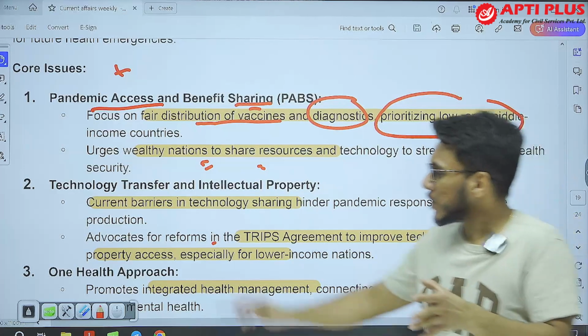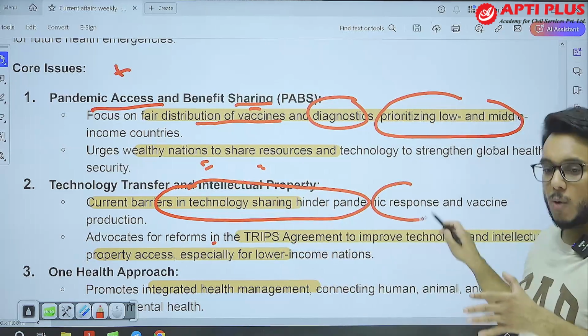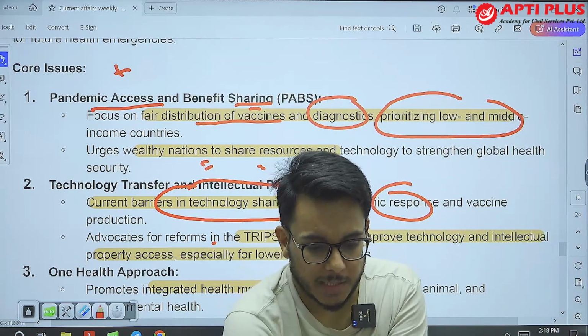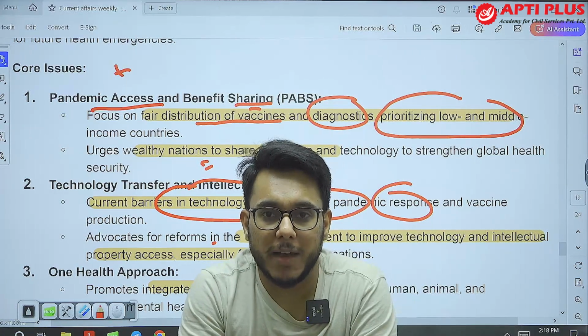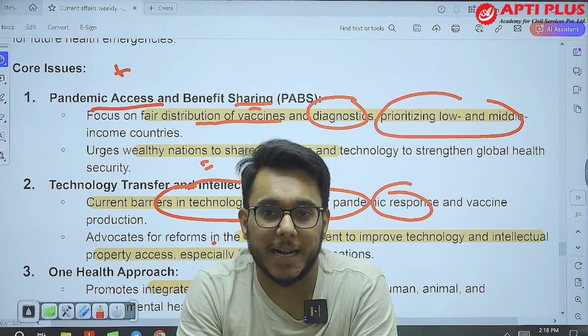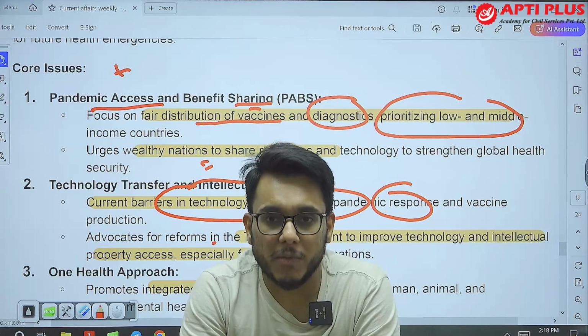Then next, barriers in technology sometimes hinder the pandemic response. For example, suppose there is a vaccine that has been finalized. Now, this particular vaccine might not reach the public because there might be a patent that has been taken by a pharmaceutical company, many a times.